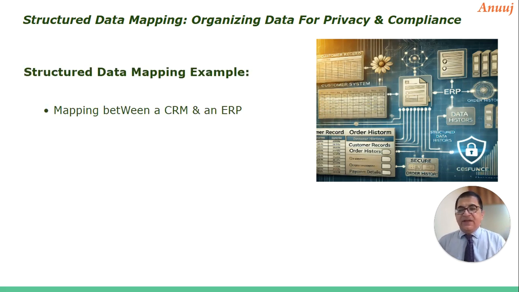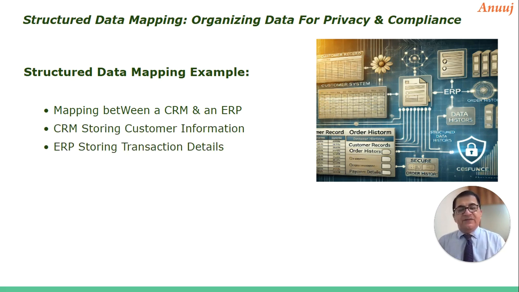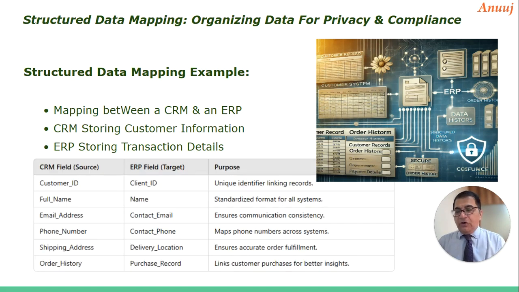For example, let's take a case of a CRM and an ERP for an organization, right? So the CRM has the information of the customer, the ERP has the information about his transaction. How do you map them? You map the customer ID of the CRM table with the client ID of the ERP table. This could be one database and two tables. These could be two databases as well, right?